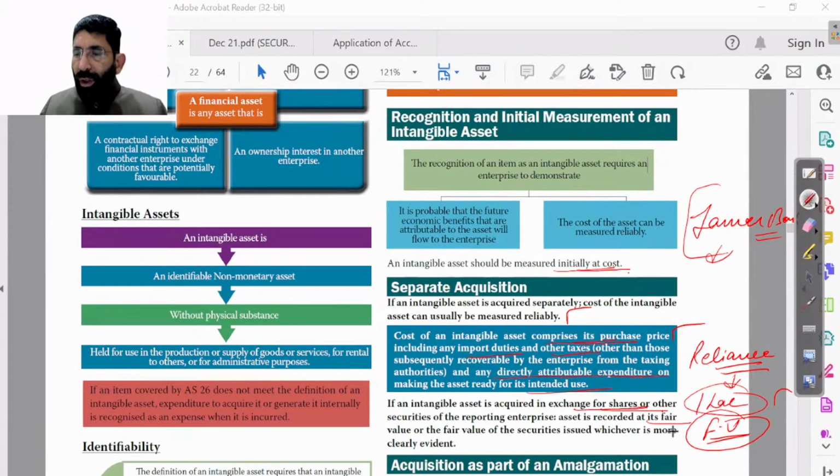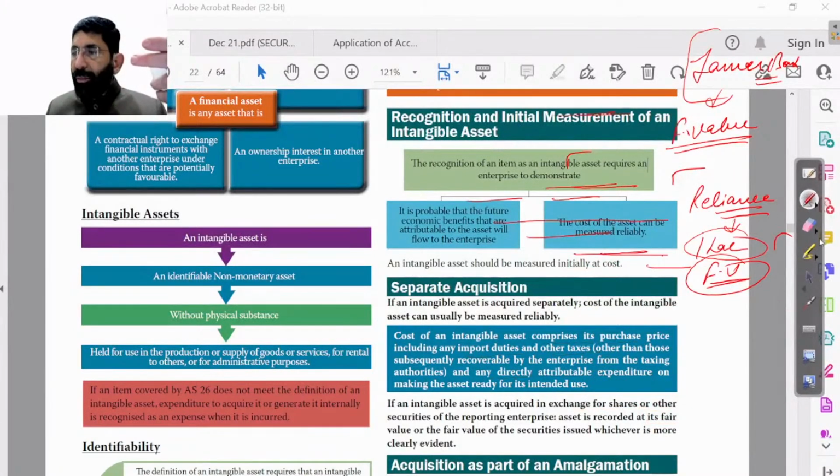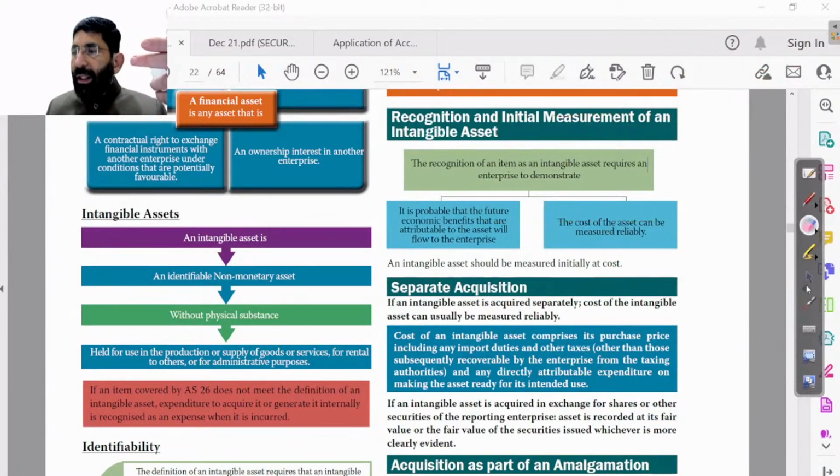Okay. So if an asset is recorded at its fair value, in that case we have to get the fair value of the asset that is acquired, or the fair value of the shares or securities issued, whichever is more clearly evident. बेटा, जो ज्यादा क्लियर है दोनों में से.